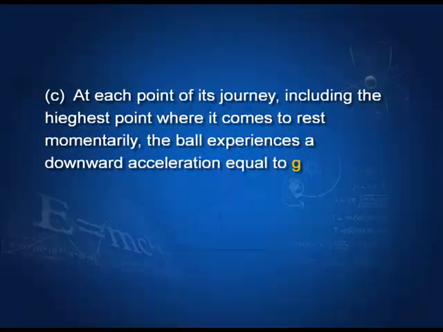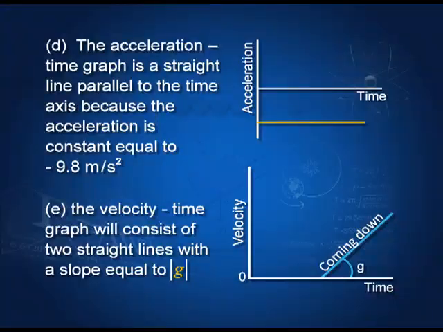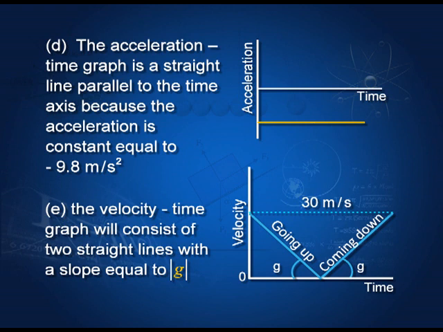At each point of its journey, including the highest point where it comes to rest momentarily, the ball experiences a downward acceleration equal to g. I have been emphasizing this all along, that acceleration due to gravity is always vertically downwards. And here are the graphs, they are simple. The acceleration here is constant, but minus, and the velocity first decreases, reaches 0, and then starts increasing and reaches again 30 meters per second, because of conservation of energy, it acquires the same velocity with which it was launched. Let us take another example.